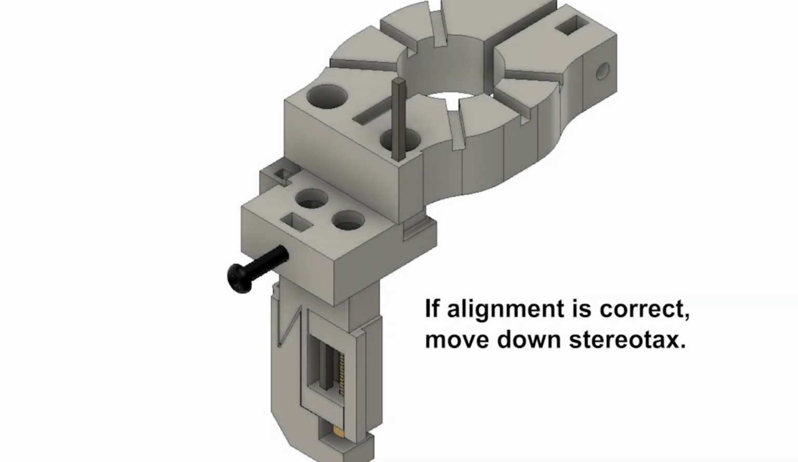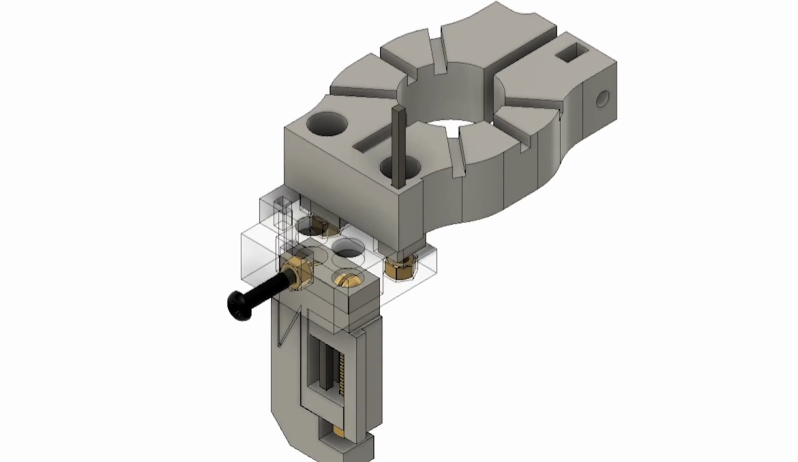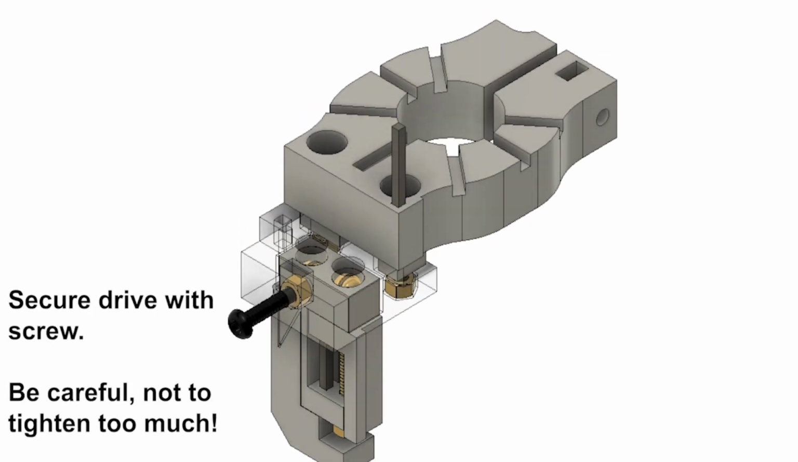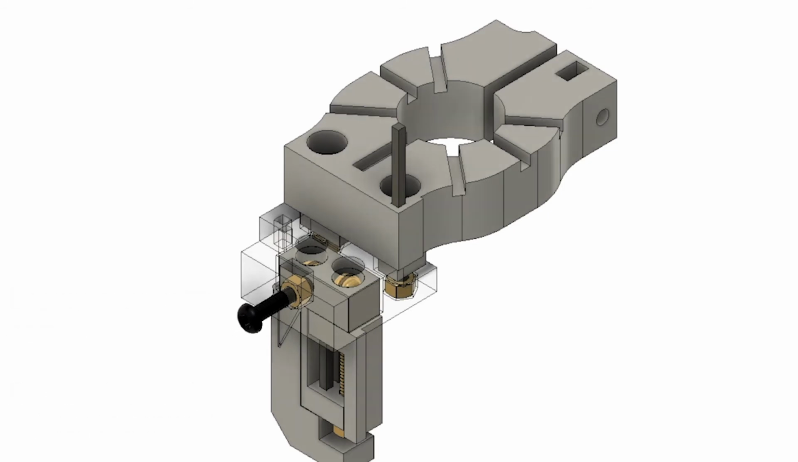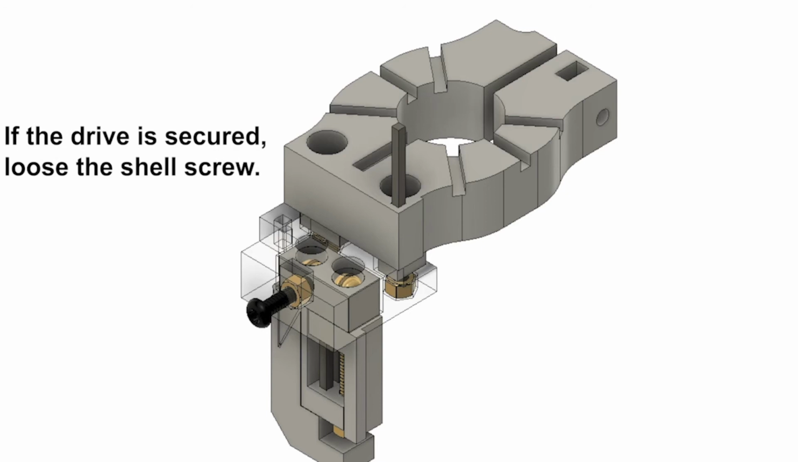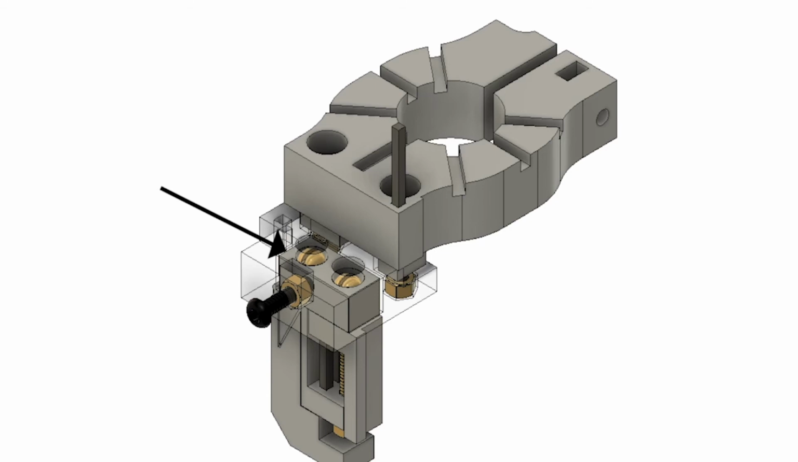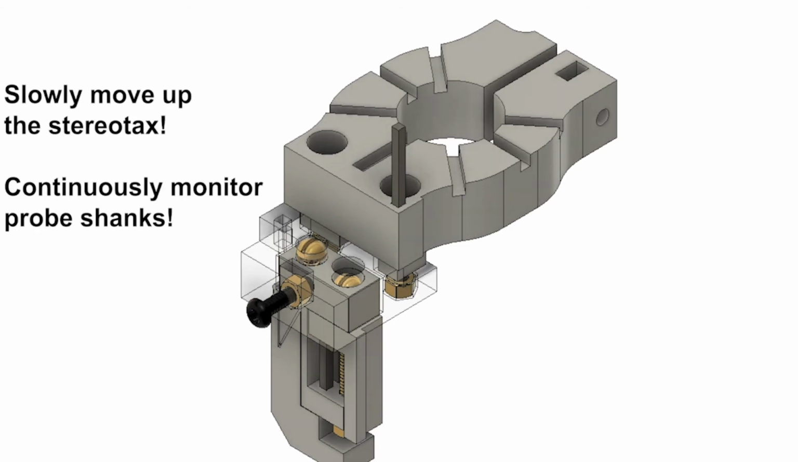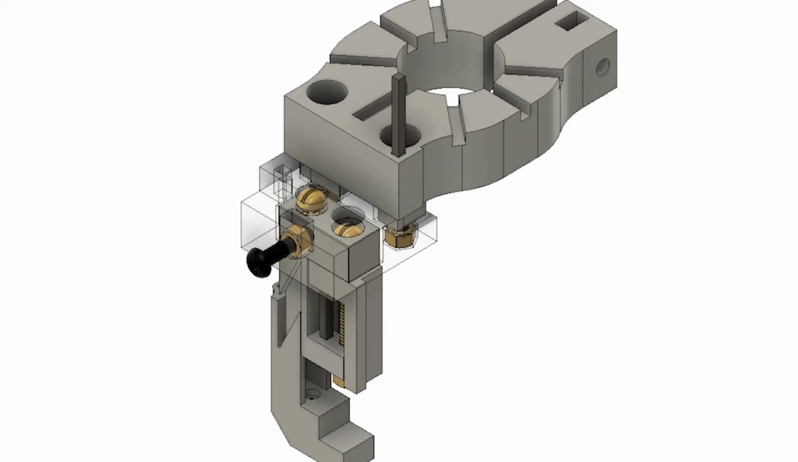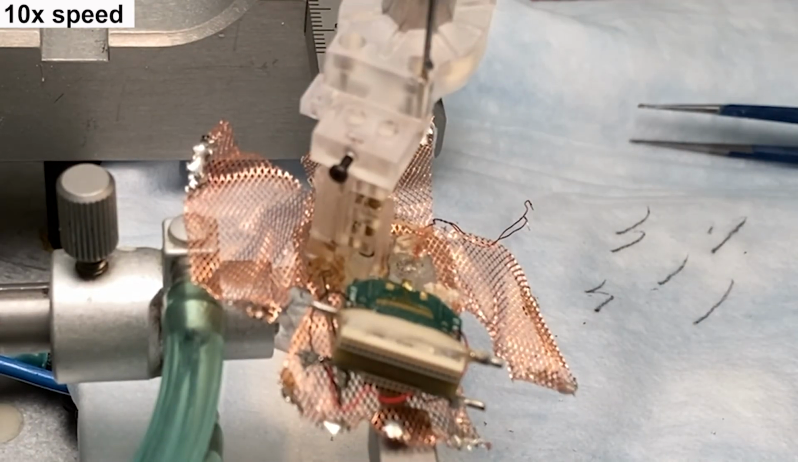Once the alignment is correct, you can move down your whole stereotactic arm, and then you can secure your drive with this side screw. And here you should be extremely careful not to tighten it too much, because it can break the plastic. Once this is secured, you remove the back screw, and then you can slowly move up your stereotactic arm with your probe.